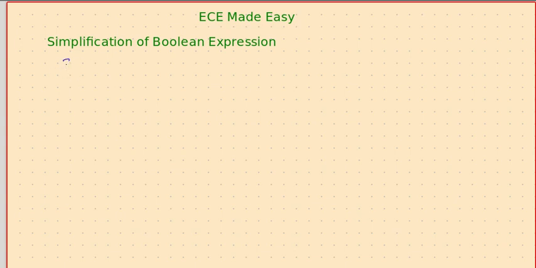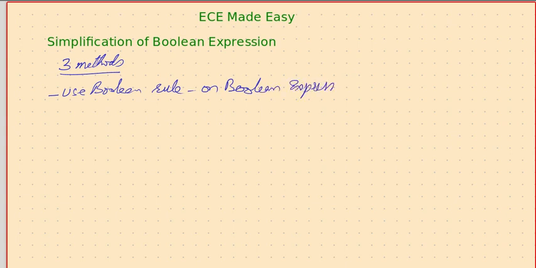So there are basically three methods for simplifying. The first one is using the boolean rules as we did in our previous session. So apply these rules directly on the boolean expression, and then try to combine the terms so that a variable can be eliminated.